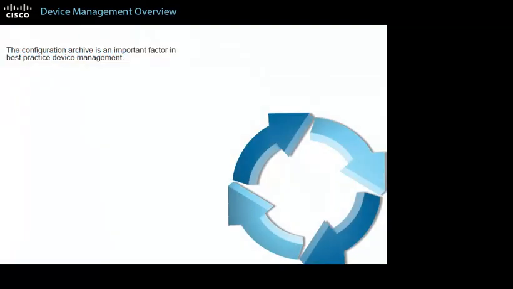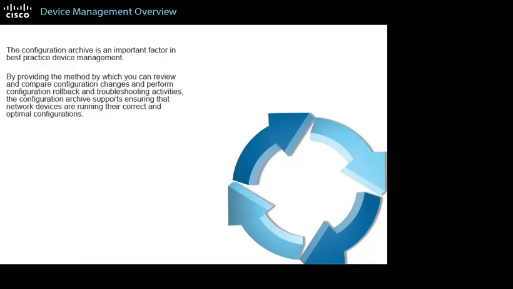The configuration archive is an important factor in best practice device management. By providing the method by which you can review and compare configuration changes and perform configuration rollback and troubleshooting activities, the configuration archive supports ensuring that network devices are running their correct and optimal configurations. Let's take a closer look.